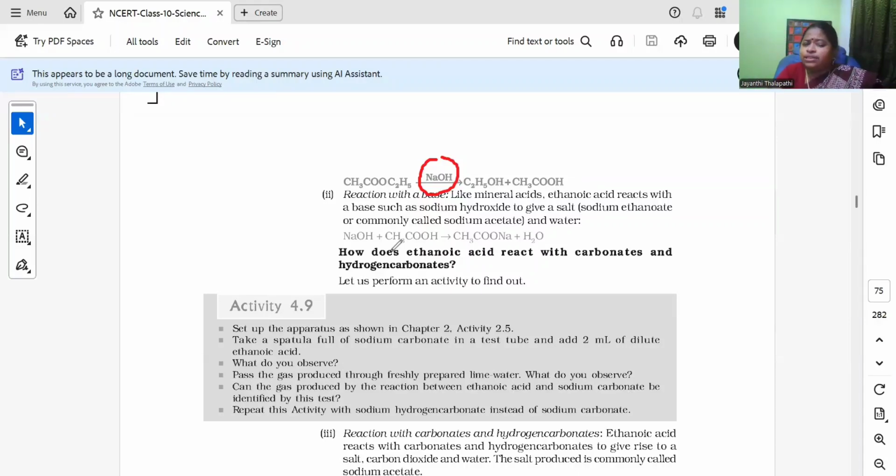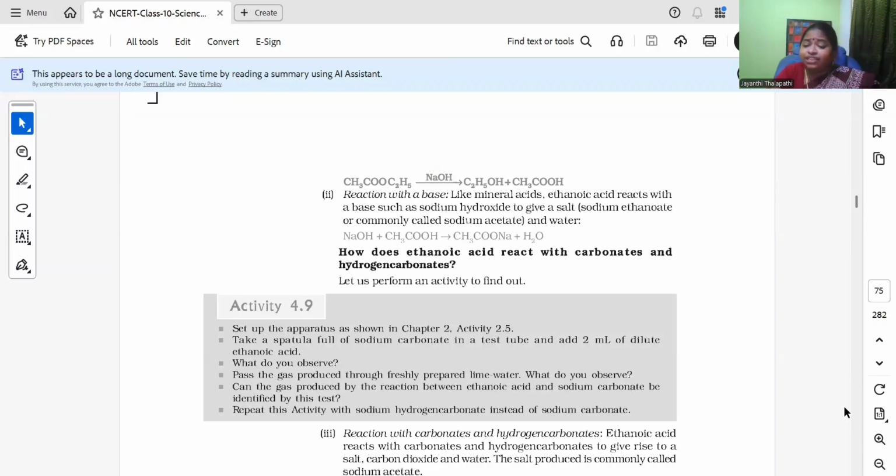Ethanoic acid is an acid. That means it can react with a base. So by adding sodium hydroxide, what will happen? Acid plus base, what is it? Salt plus water. So same thing, the water molecule will escape over here. Which means CH3COONa. What is it? Sodium ethanoate, sodium acetate, right? Acetic acid comes from ethanoic acid, meaning acetic acid, right? So sodium acetate, or we say sodium ethanoate, right? Okay, so same thing they've given.